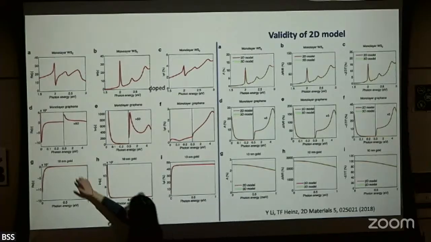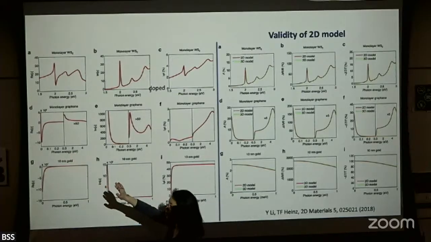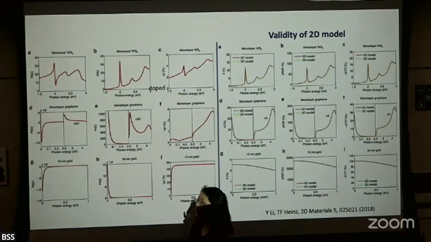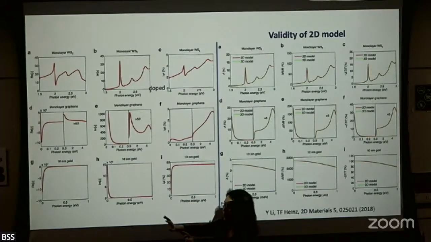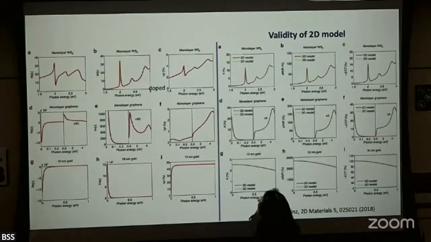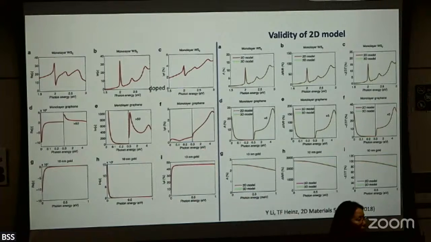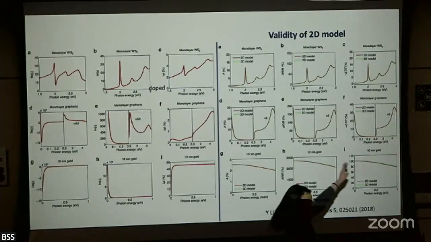So this is the real part of the dielectric function, imaginary part. And this is something we assume we know, you put it in. And this is a computed phi. And you can see, phi is also a few percent, and that's also small. So you expect the 2D model to be okay.